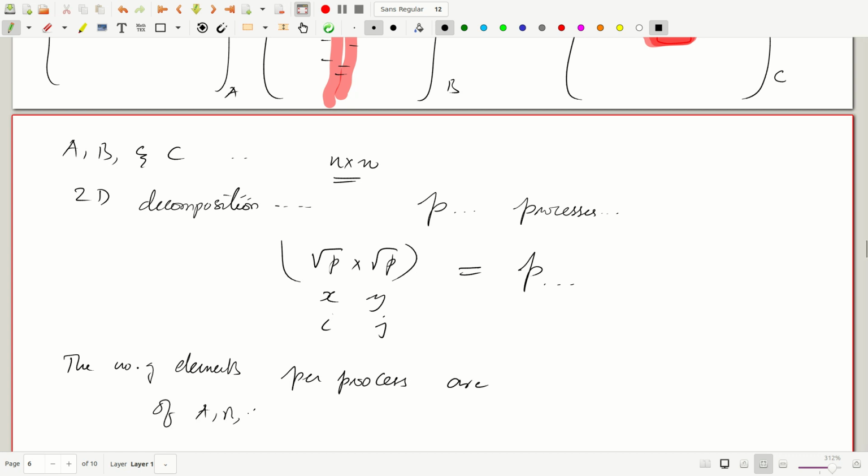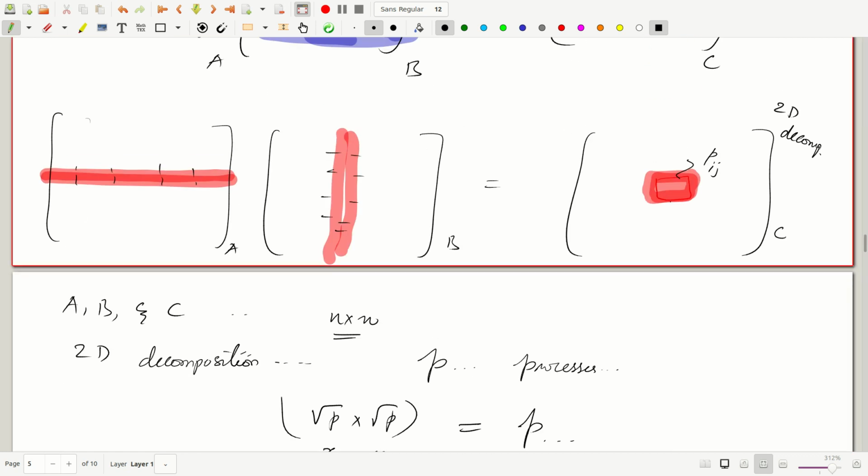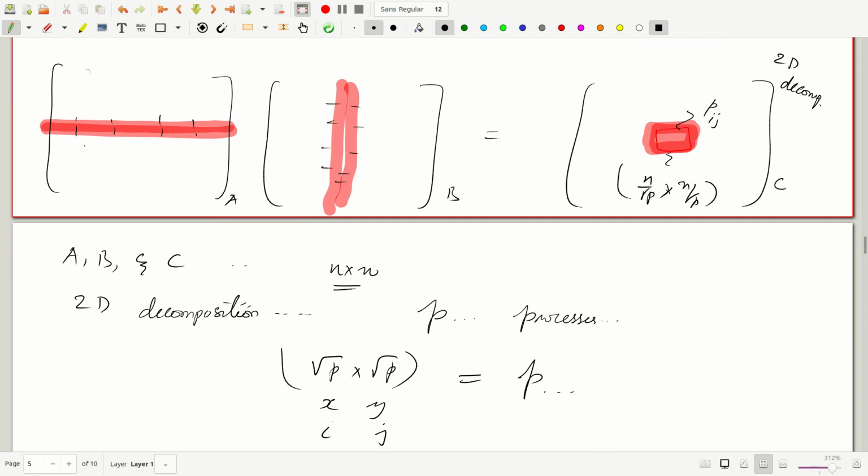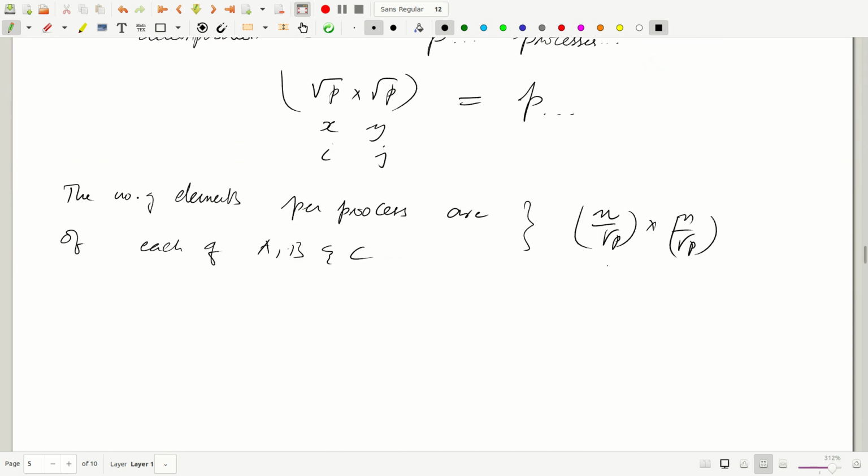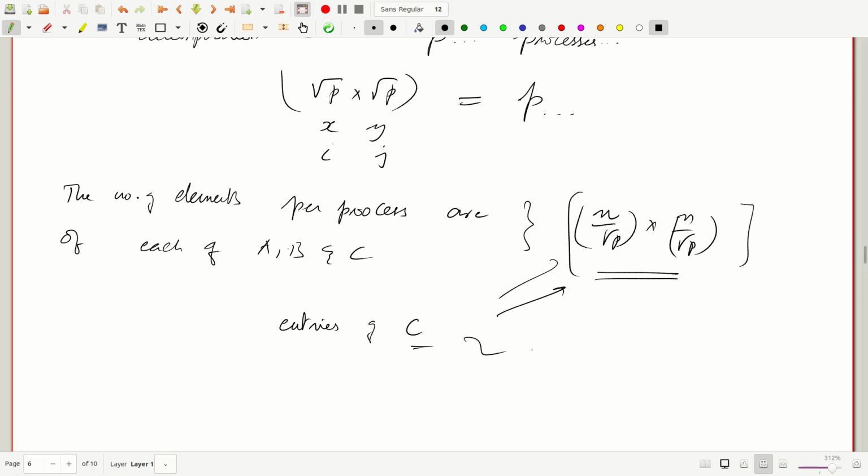of each of A, B, C are n by square root P times n by square root P. So this matrix is of size n by square root P by n by square root P, and we only want to store that many elements, and then calculate the entries of C that happen to be of this submatrix size. That's all we need to calculate, and then we would only identify those rows and columns of A and B that are required to calculate only these elements.